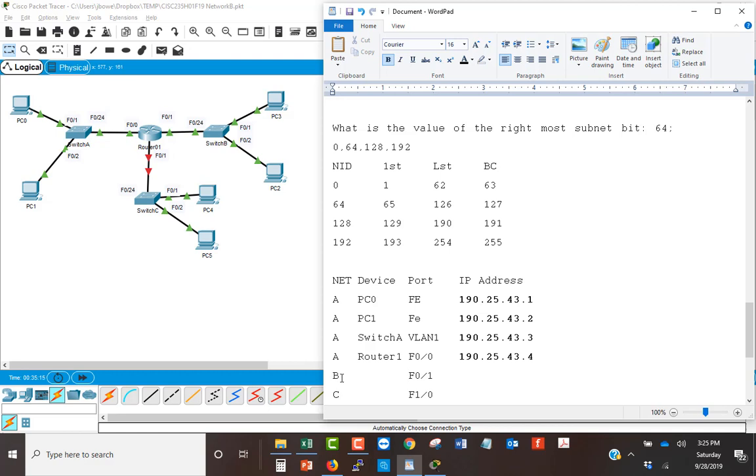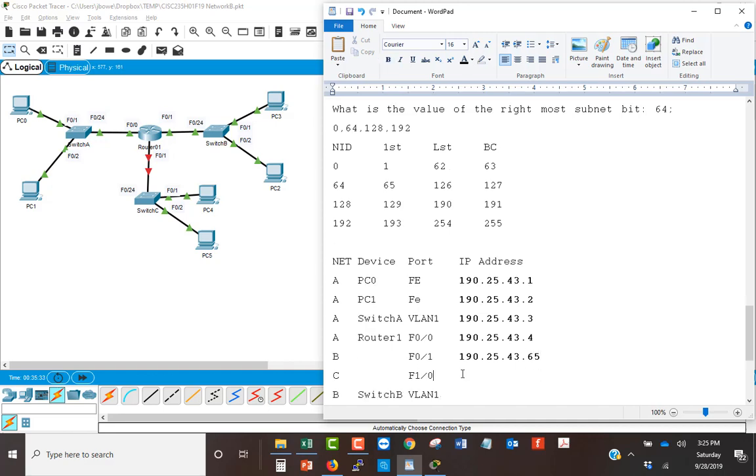So I have to get an IP address out of the second block, from 65 to 126. The first address in that block is 65, and I'm just going to take that. Next, we've got the port on router 1, F10, and that port belongs to network C. So I have to take an address out of the third block. I'm going to take 129, the first one.